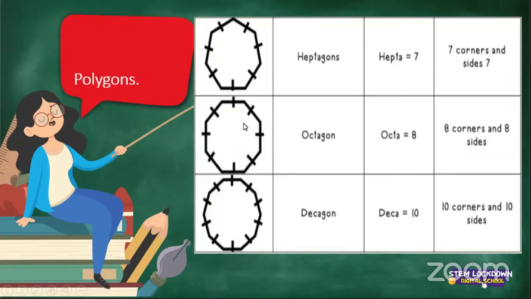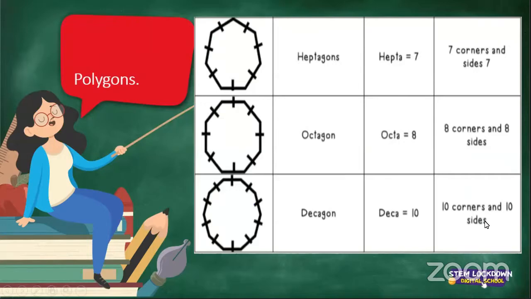So one of the ways to look at it, we have hepta. Hepta means 7. So it's 1, 2, 3, 4, 5, 6, 7, because it has 7 corners and 7 sides. Then octagon. Octagon comes from octa. It has 8 sides, so you have 8 corners and 8 sides. And then you have decagon. Decagon comes from deca, which means 10. So it has 10 corners and 10 sides.